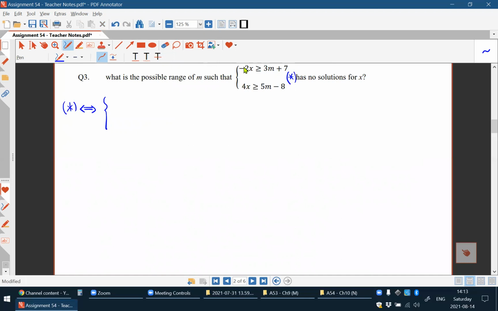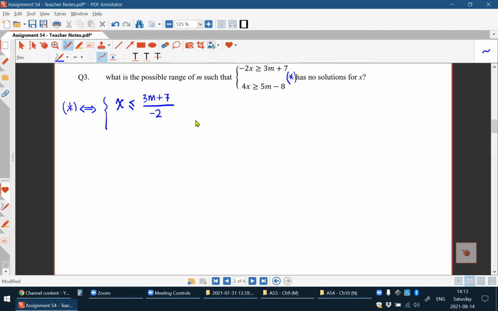So system star is equivalent to, okay, first inequality, we can just divide both sides using -2, right? Because -2 is a negative number. So when you divide both sides using a negative number, you need to change the direction of the inequality sign, right? So this is equivalent to x is less than or equal to (3m plus 7) over -2.